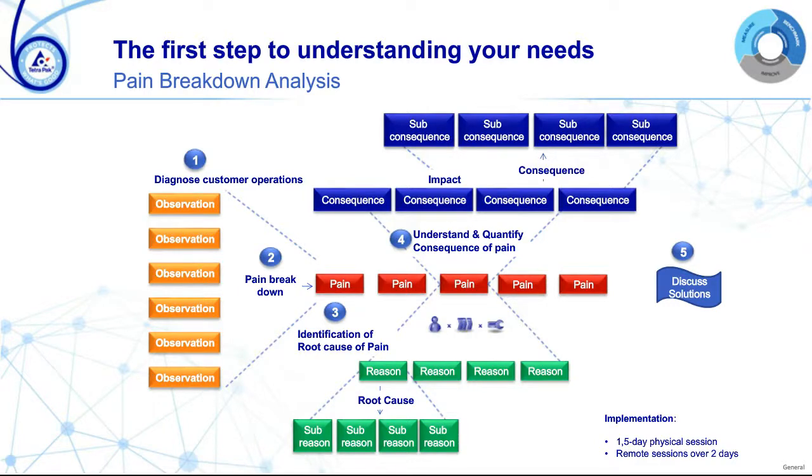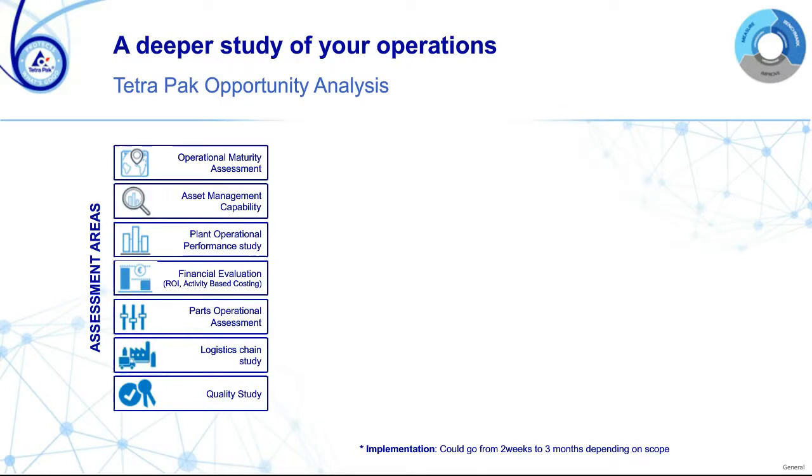The next step is a deeper study of your operations. So a Tetra Pak Opportunity Analysis is a detailed study of the different aspects of your operations. Implementation of this study can go from 2 weeks to 3 months, depending on the scope of the study and, of course, the availability of data on your side.